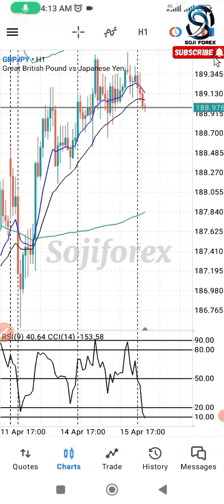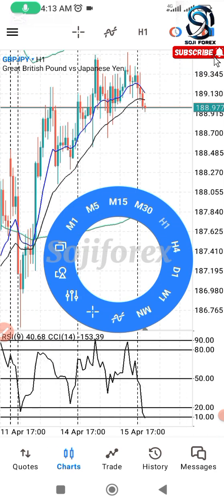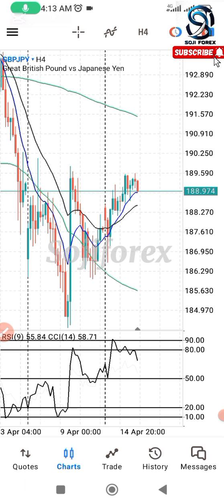For instance, this is GBP/JPY and price is in an uptrend. So we have price in an uptrend. But now when we look at our 4-hour time frame, price is on a downtrend. Why do I say so? On our 4-hour, price is on a downtrend.